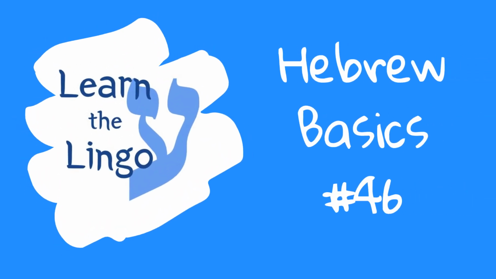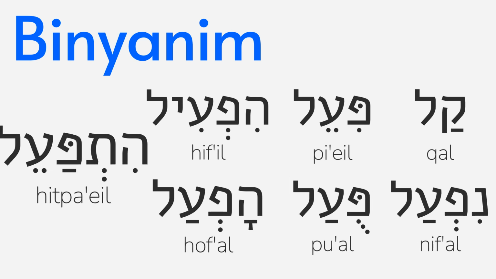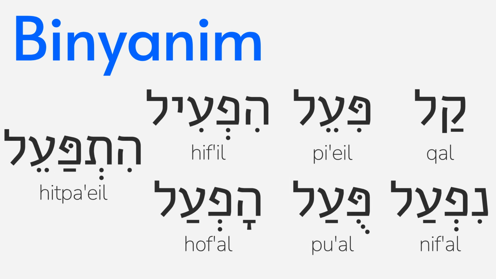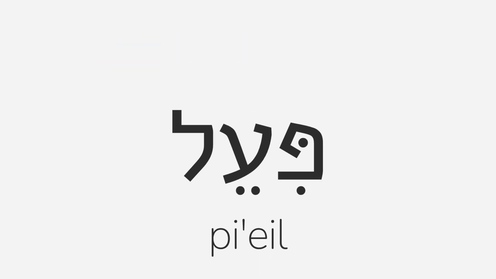Welcome to lesson 46 of Hebrew Basics, a series where we learn the essentials of Hebrew grammar. Last time, we did an overview of the 7 binyanim of the Hebrew verb system. Binyanim are constructions of our 3-letter roots that can change the meaning of a verb made from them. Throughout this series, we've only worked with the kal binyan, which expresses basic actions. But today, we are going to begin learning how to form and use the Piel binyan.